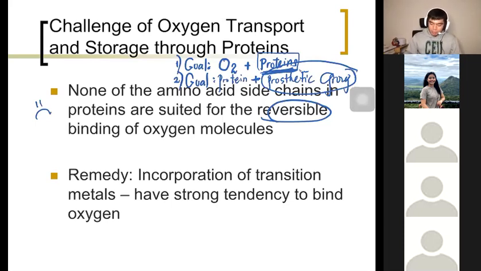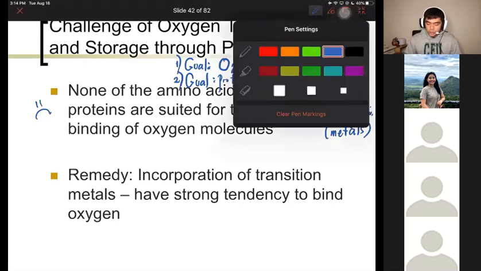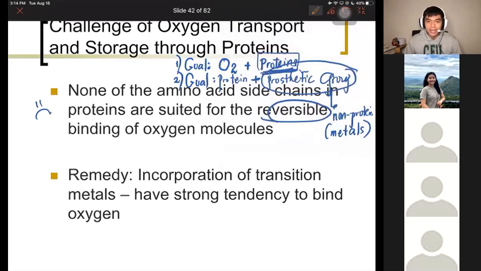So pag sinabi nating prosthetic group, ito ay non-protein portion na may certain physiological role in the body. So in this matter, ang mga prosthetic groups usually mga metals, okay? Mga metals. Again, mga non-proteins. These are transition metals. So sila ang mga prosthetic groups. Ang mga prosthetic groups, very essential sila because they have strong tendency to bind oxygen.